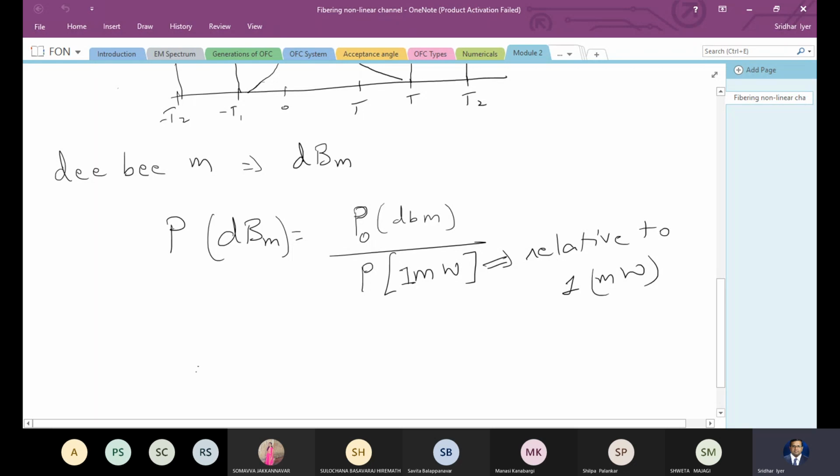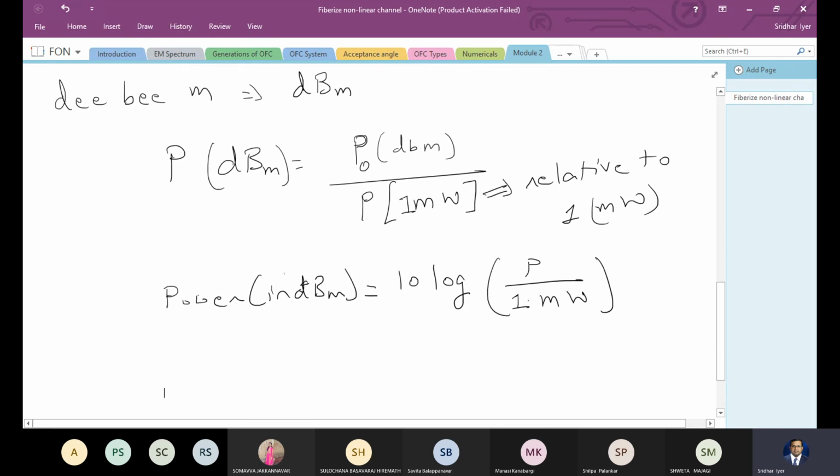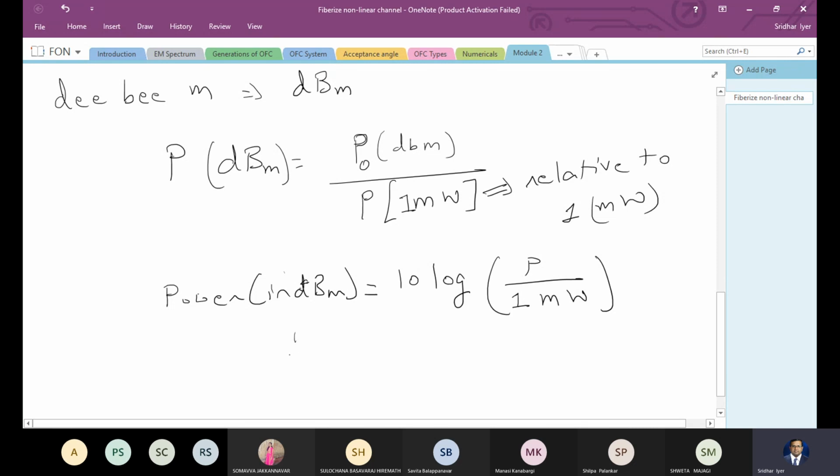So yeah, just a last equation. So if we want to calculate the power in dBm, then in terms of the logarithm, it will be 10 log of the power divided by 1 milliwatt, because it is in relation to 1 milliwatt, where 1 milliwatt is the reference power.